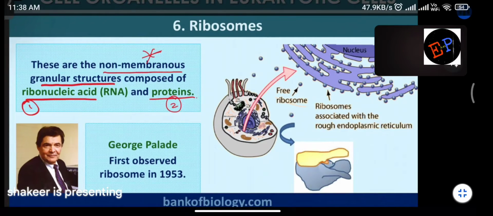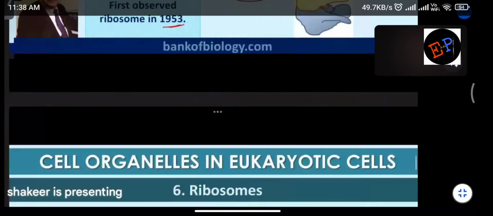So George Palade first observed ribosomes in 1953. And these small dot-like structures which you are seeing, you can call them ribosomes. Some of the ribosomes are present on the rough endoplasmic reticulum. Some of them are present in the cytoplasm. Some of them are present inside the chloroplast, and some of them you can find on the nucleus also.